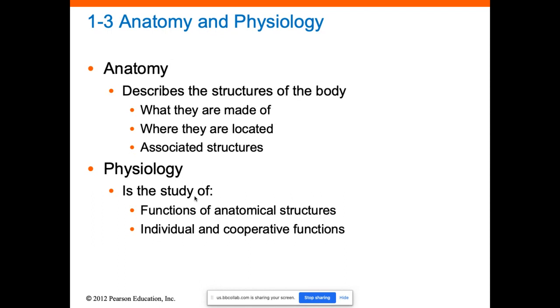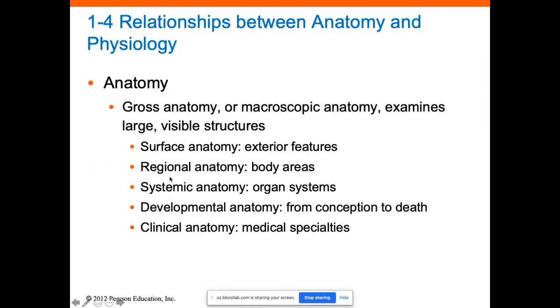Physiology is the study of human function. Structure determines function, and this is what we're talking about. Saladin's book is Form and Function. Form is anatomy, function is physiology. So we can look at things as gross anatomy or macroscopic anatomy, and these are things, as I said, you can see visibly with the naked eye.